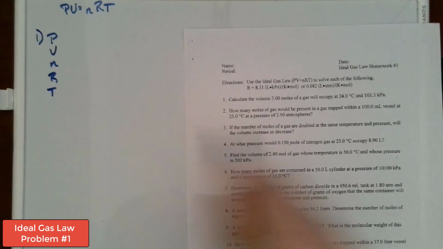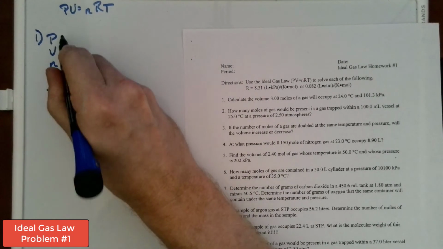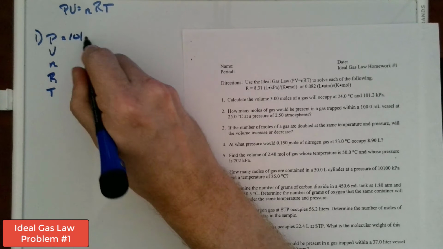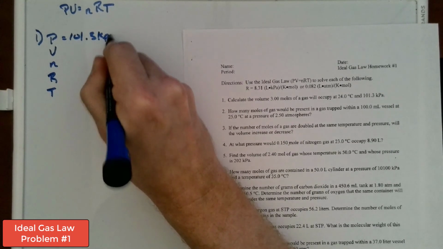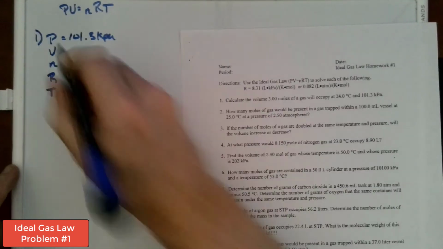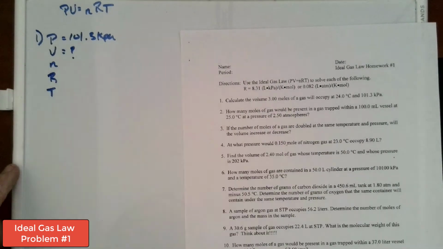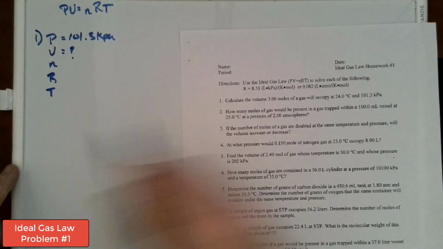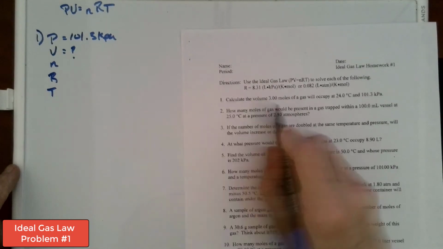Currently, it looks like our pressure happens to be 101.3 kilopascals. The volume, we don't know. It says calculate the volume. We can leave that as an unknown. n stands for number of moles. This is new to us. This is 3 moles.